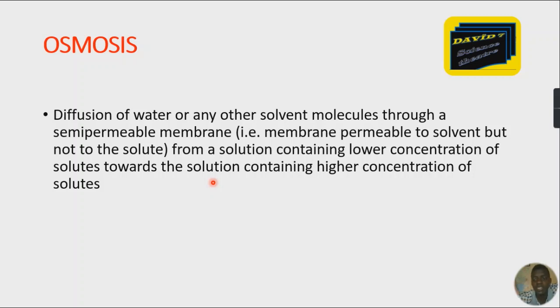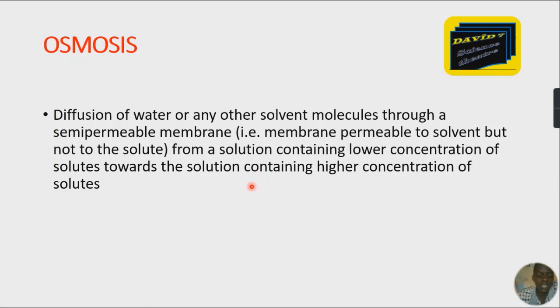Osmosis is just, you can define it as diffusion of water or any other solvent molecule through a semi-permeable membrane. It should be through a semi-permeable membrane. What am I meaning? This membrane is permeable to the solvent but can't be permeable to the solute, okay? And from a solution containing a lower concentration of solute towards the solution containing a higher concentration of solute.